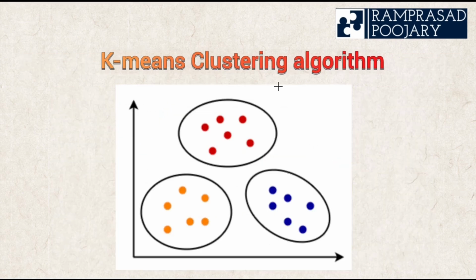In the k-means clustering algorithm, the data points are divided into k clusters, where each cluster has data points or examples with similar patterns or similar characteristics. There are different methods to identify or determine the optimal k value. So that we are going to discuss in this session.